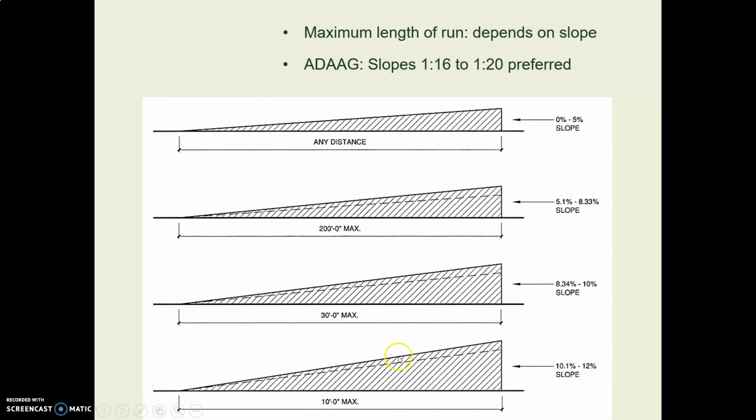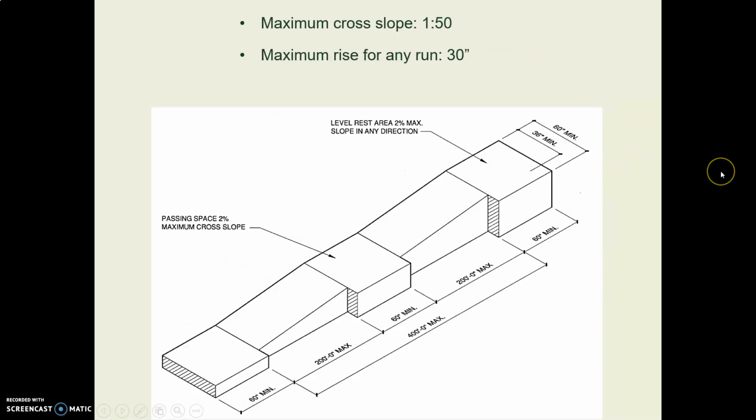So for example, down at the bottom, if the slope is 10% to 12%, so that's around the 1 in 10, 1 in 12 range, it can't be any longer than 10 feet. If the slope is up to 5%, that's 1 to 20, that ramp can be any distance because that's considered a gradual slope.